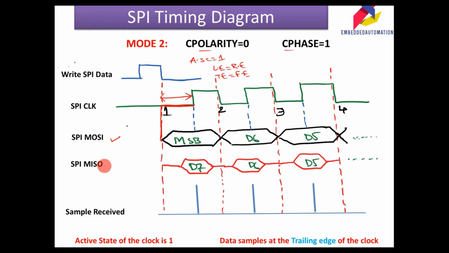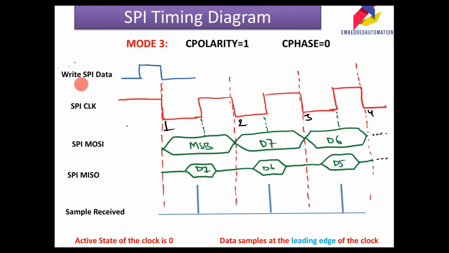So coming to the data at input, the data is latched at the rising edge of the clock cycle. Here this is the rising edge of the clock cycle. So the data at the MISO is latched at the rising edge. You can find here the same phase. In MOSI, the data is latched at the trailing edge, and in MISO the data is latched at the rising edge. This is about mode 2.